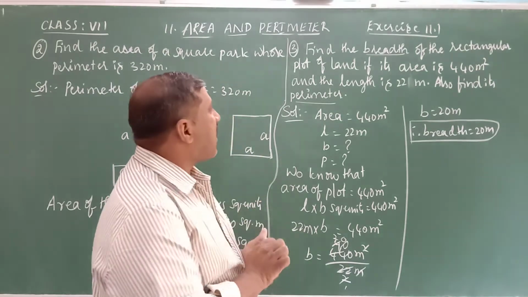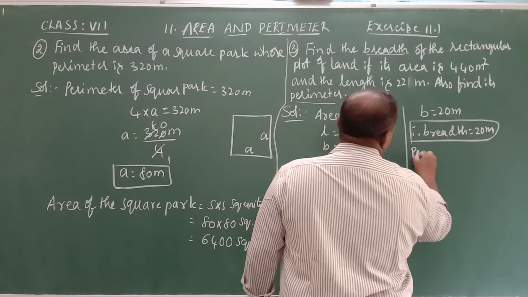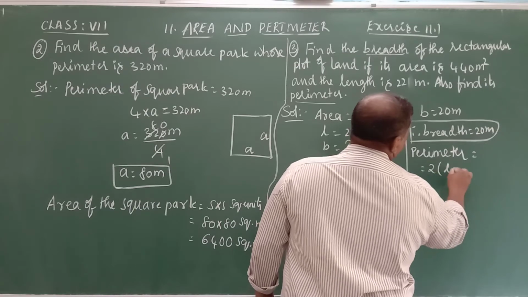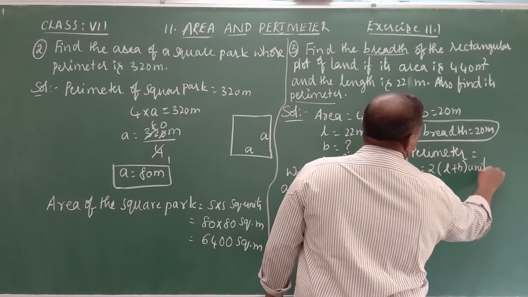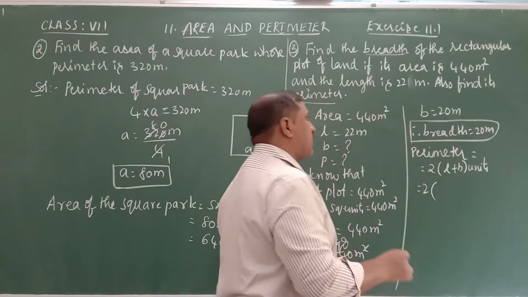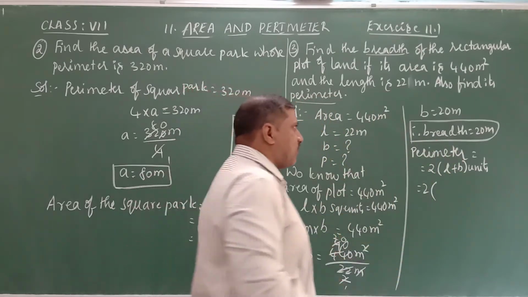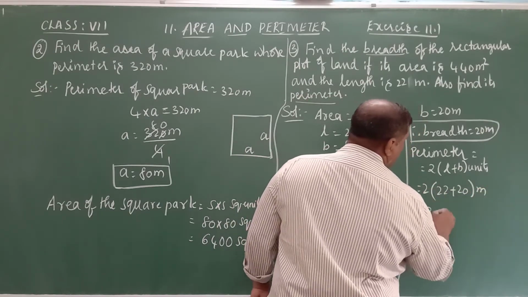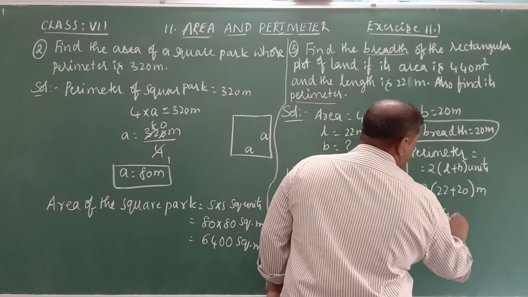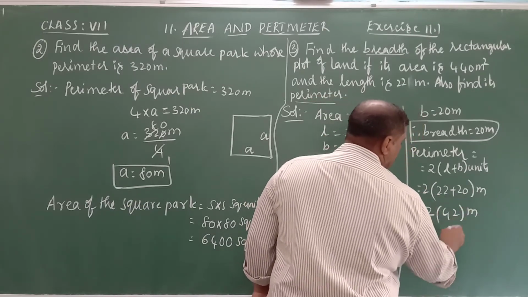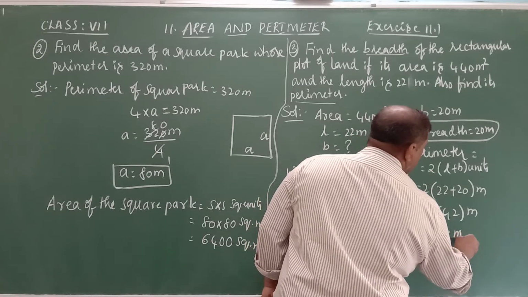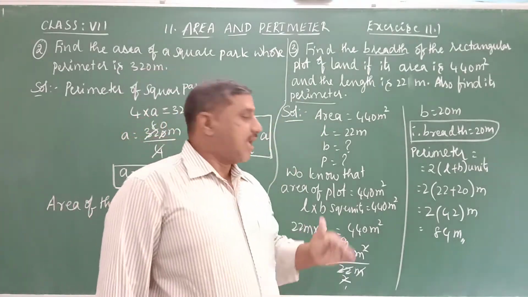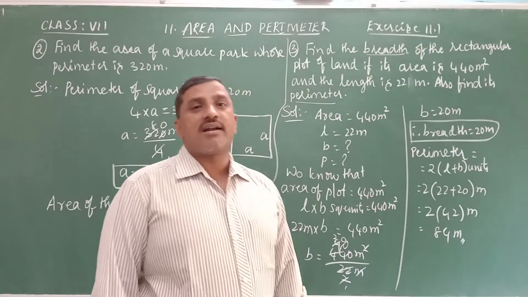Clear? Now what do we have to find? Perimeter. So perimeter of the plot is equal to, what is the formula? It is 2 into L plus B units. That is 2 into L, which is 22 meters, and B is 20 meters. 22 plus 20 meters. That is equal to 2 into 22 plus 20, it is 42. 2 into 42, 2 2s are 4, 2 4s are 8. 84 meters is the perimeter of the given rectangular plot.